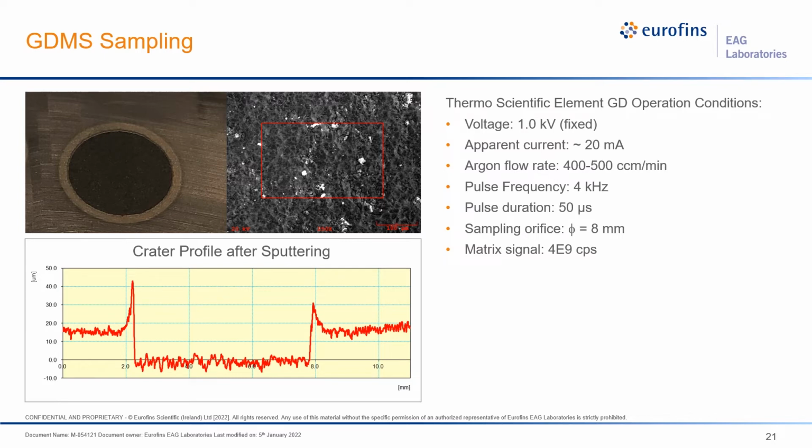More importantly, we want to point out that the matrix signal is really high. It's 49 counts per second. With that, we have the ability to sensitively detect the trace elements.